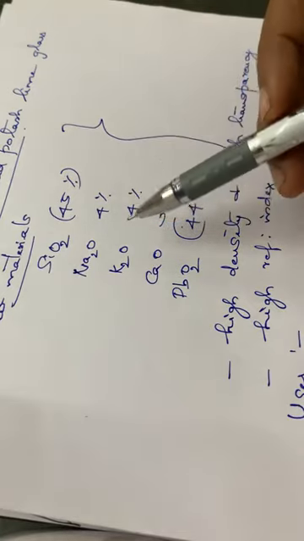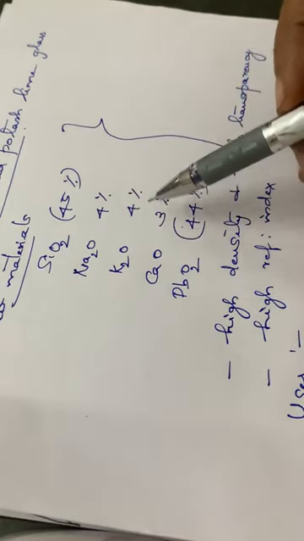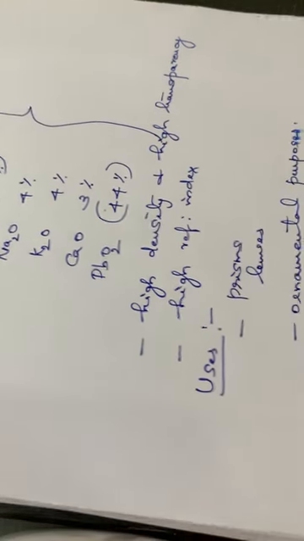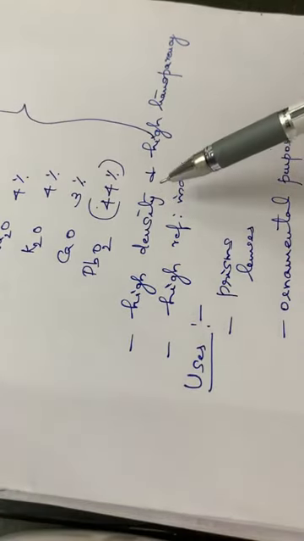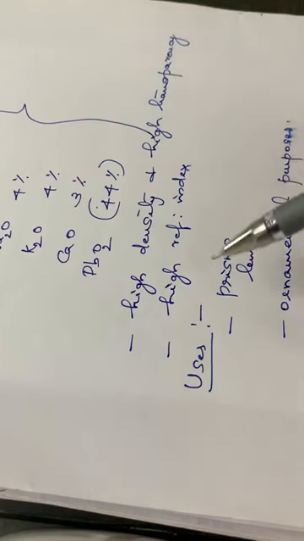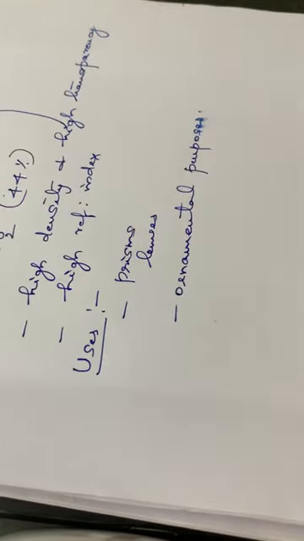Silica 45%, sodium oxide 4%, potassium oxide 4%, calcium oxide 3%, lead dioxide 44%. The characteristic features are high density, high transparency, and high refractive index. Its uses are for making prisms and lenses and also for ornamental purposes.